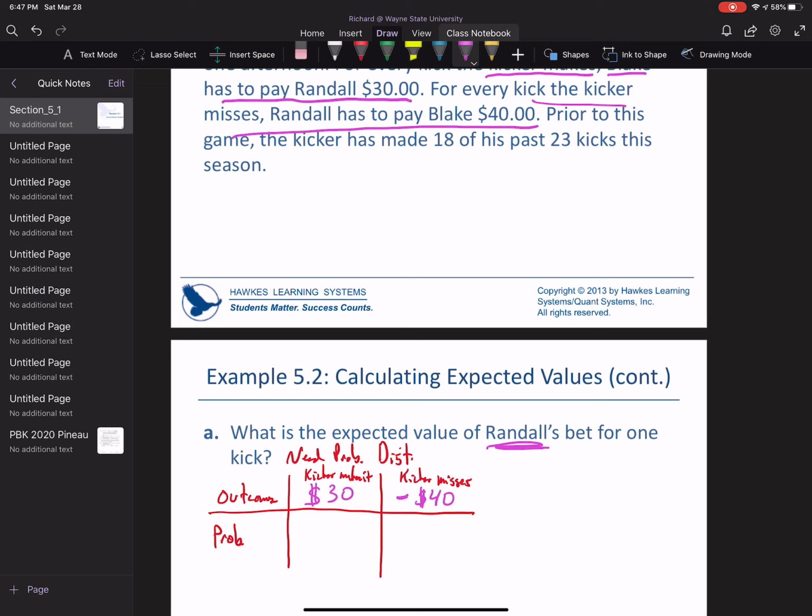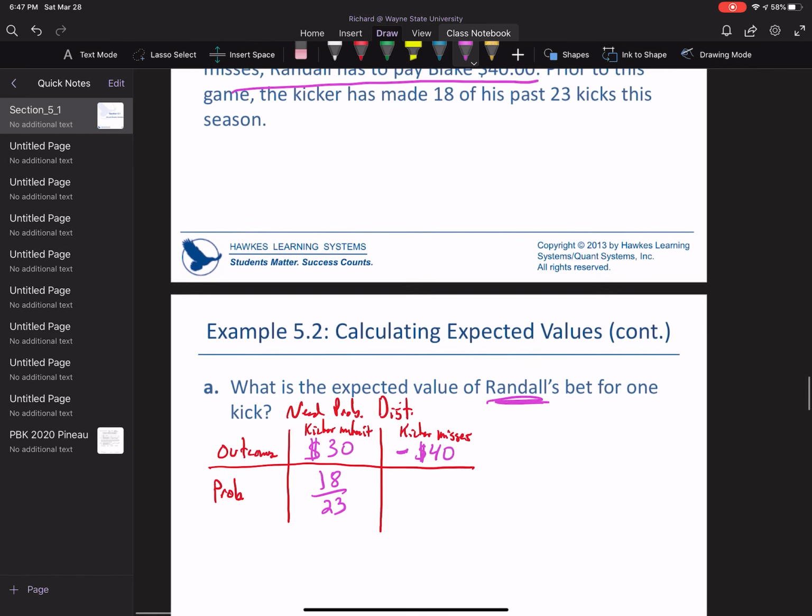So from Randall's perspective, the kicker makes it, he gets $30. When the kicker misses, he has to pay out. And so that's why it is negative. All right, now we need probabilities. Well, what does it tell us? This is prior to the game, the kicker's made, so there's this probability, 18 of the 23.